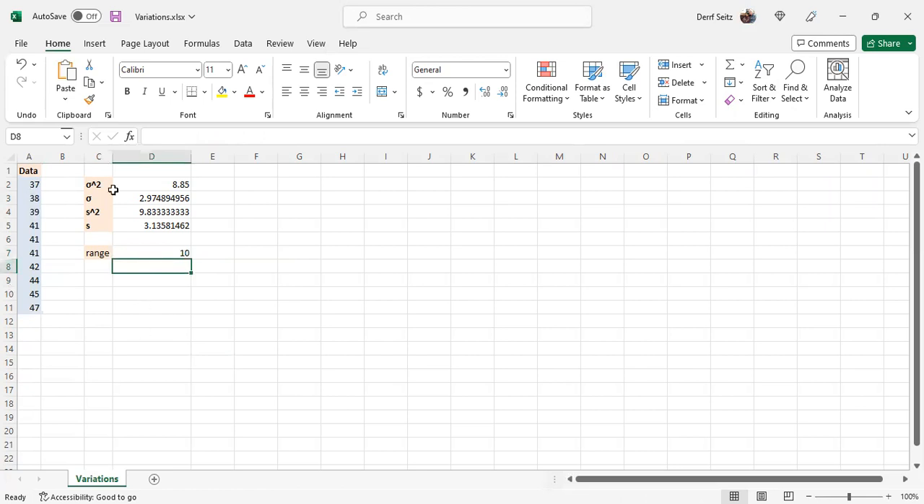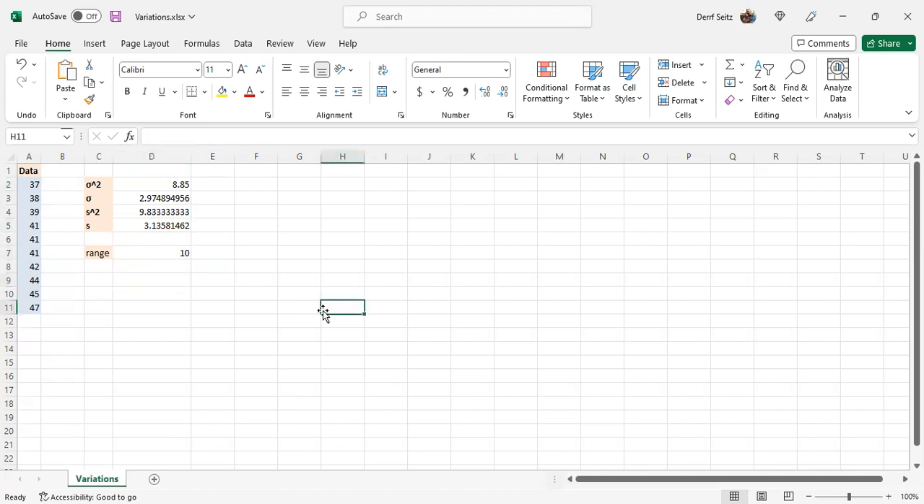And as usual, you can reuse this spreadsheet. Remember though that if your data is a different number of data items, you have to adjust the range appropriately in each one of these formulas.